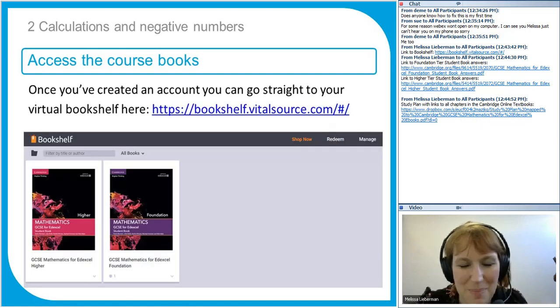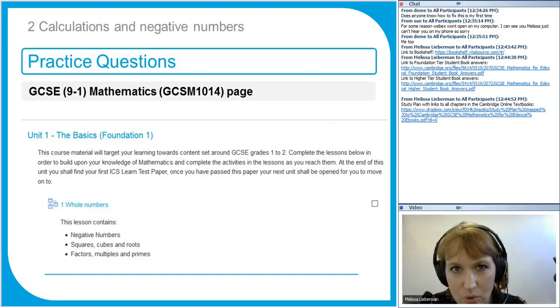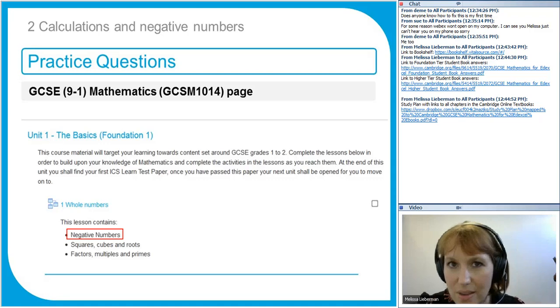So that's what your bookshelf page looks like. So save that vital source link to your favourites. Now, I'm going to cover more or less the topics as they appear on your course page. So today I'm going to do calculations. They're not in these course materials because we assume that you can already do calculations, but mainly today this negative numbers section will be the most relevant. So when you finish working through this lesson, if you haven't done it yet, go to that negative numbers section.